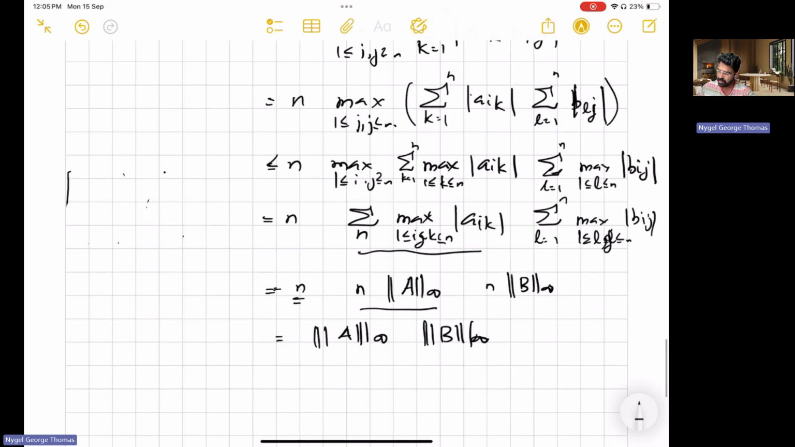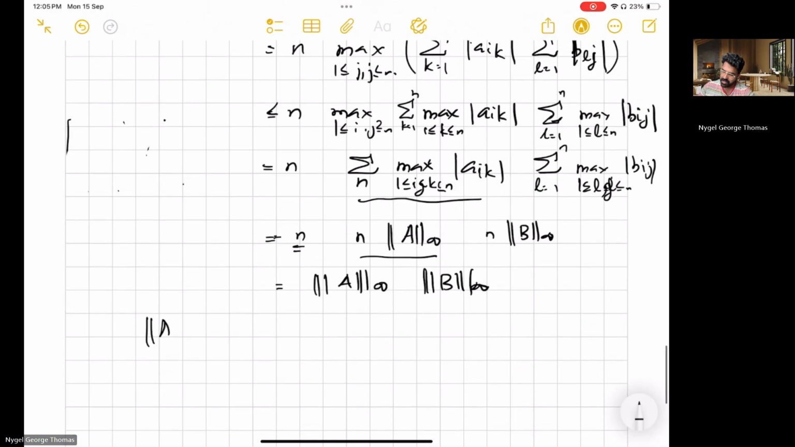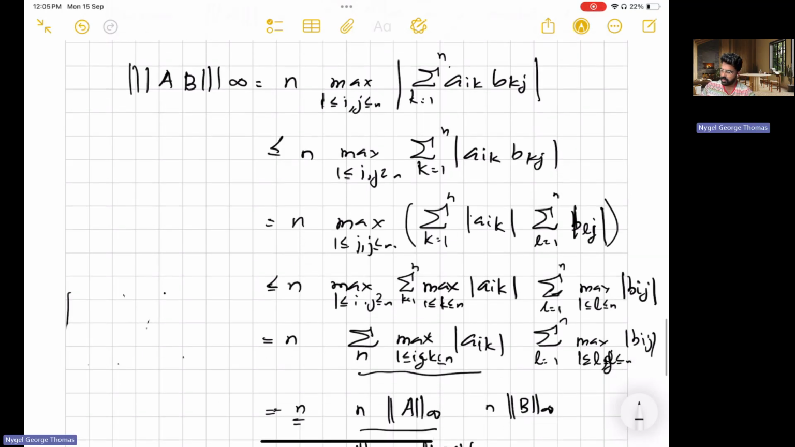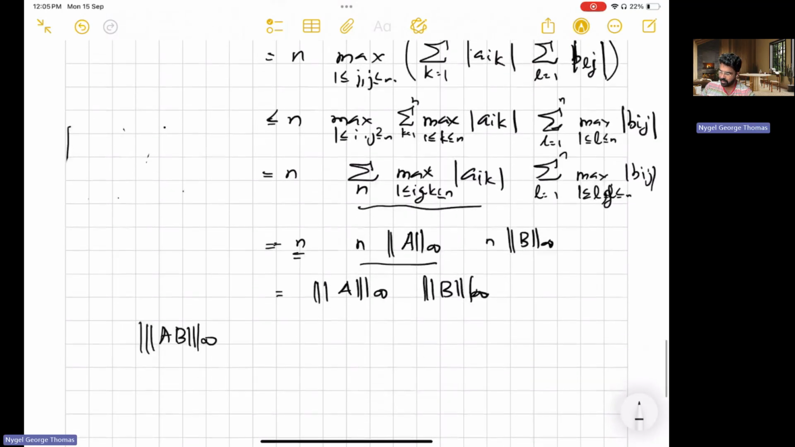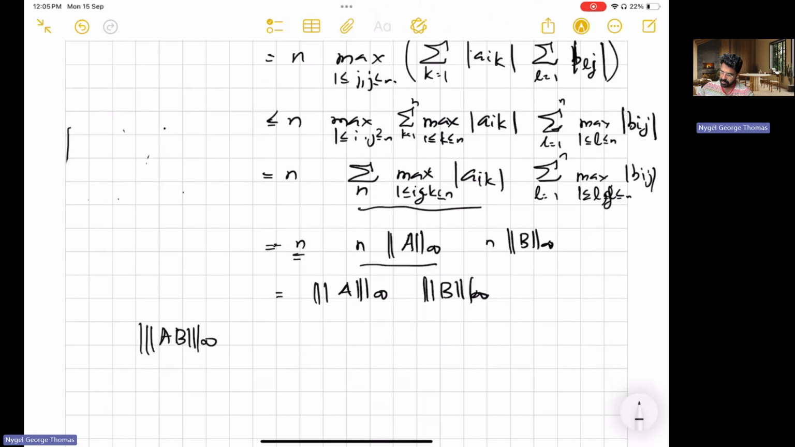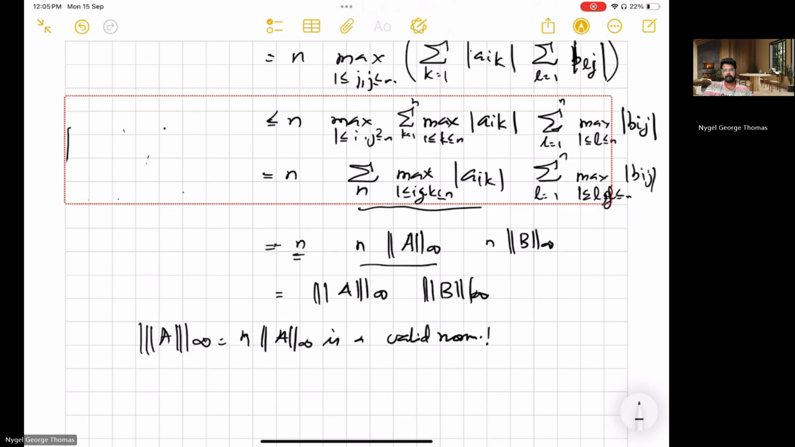Okay, let's conclude this. From this, we can prove that the norm of AB infinity, where we've defined it as n times the infinity norm of A, is a valid norm. So stop the discussion.